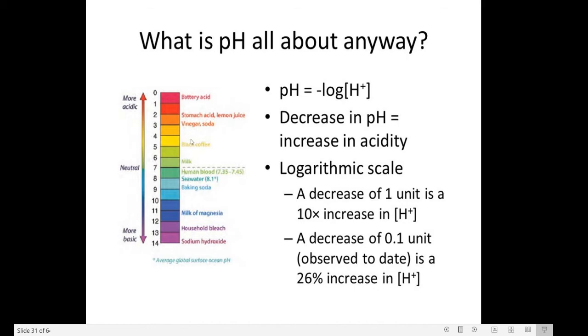Then acid molecules: black coffee has a pH of 4 to 5, vinegar has 3, stomach acid is 2, lemon juice has 2, soda has 3. Then battery acid, the liquid we add to batteries, right? That battery acid has a pH of 0.